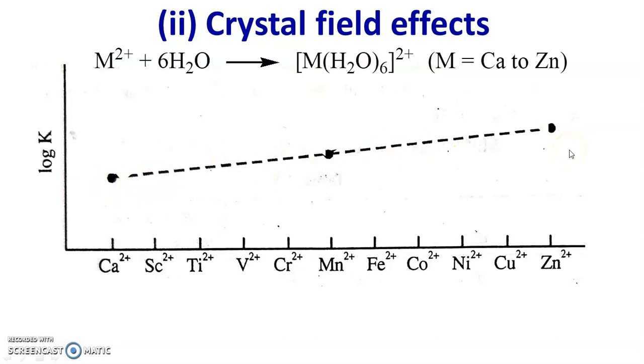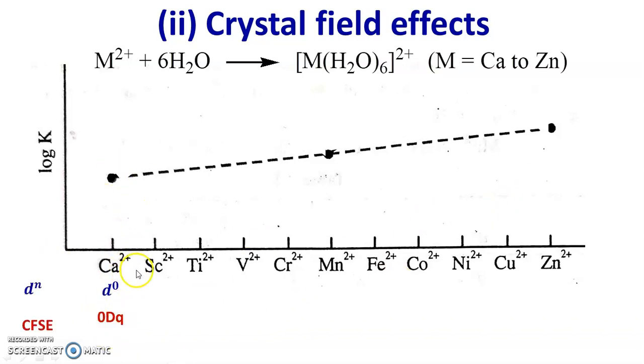So the log K values of [M(H2O)6]2+ are expected to increase from calcium 2+ to Zn 2+, but the experimental log K values show a double hump curve with maxima at vanadium 2+ and nickel 2+. So the experimental log K values are a little bit different from the expected. Now here we can see one by one.